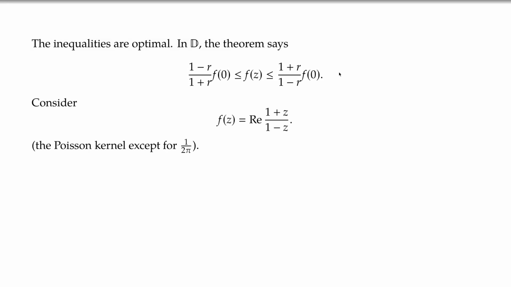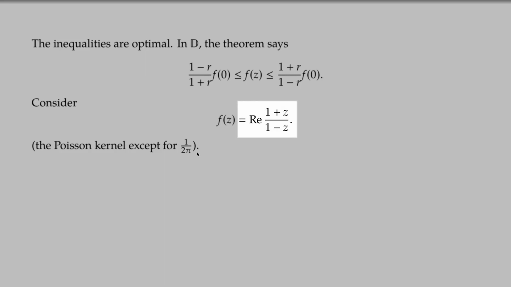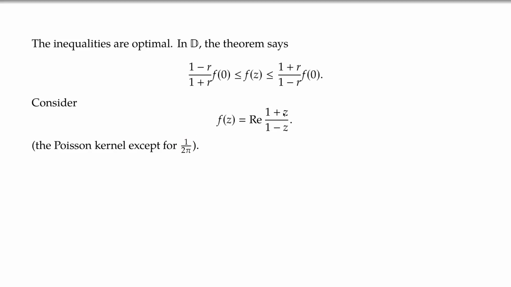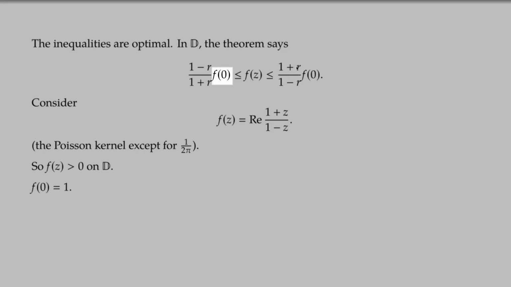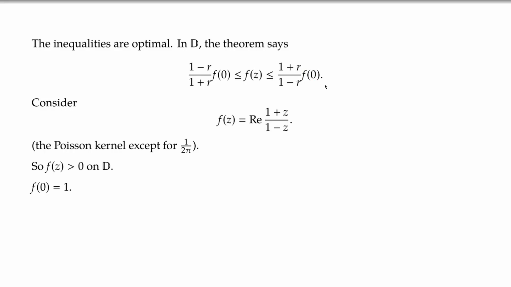Well, consider essentially just the Poisson kernel, and we're just removing the 1 over 2 pi. So just the important bit of the Poisson kernel. And let's look at what that does. Now, because it's the Poisson kernel, we've shown that this is positive on the unit disk, right? And furthermore, this is just directly plugging in. If you plug in 0, we get 1, right? So over here we're going to get 1s in the inequalities.